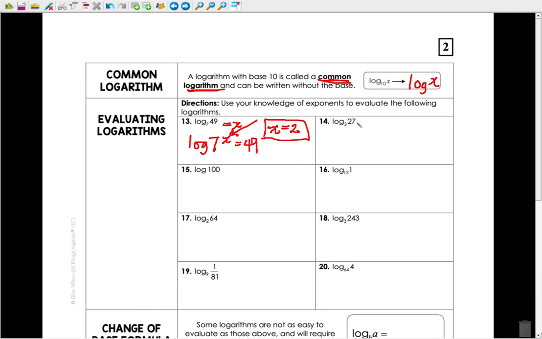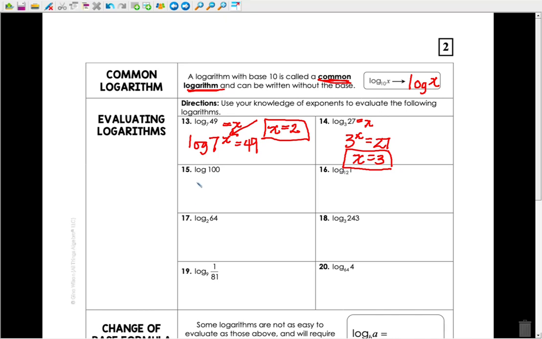Okay. This one is saying log base 3 of x equals 27. That means x would have to be 3, because 3 to the third power is 27. And all of these, I really want you to be comfortable with checking by putting it in your calculator just to make sure you're doing it correctly.